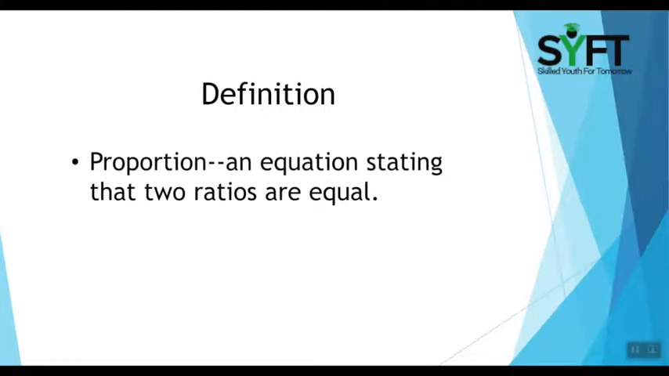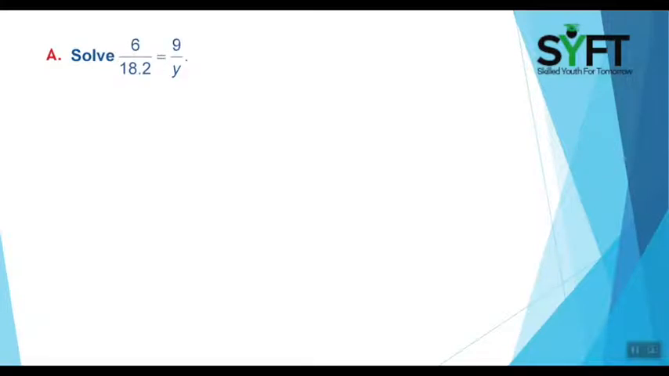Definition. Proportion. A proportion is an equation stating that two ratios are equal. Suppose 8 by 12 is 2 by 3. When the numerator is divided by 4 and the denominator is divided by 4, it gives 2 by 3. Now we have to solve a question.